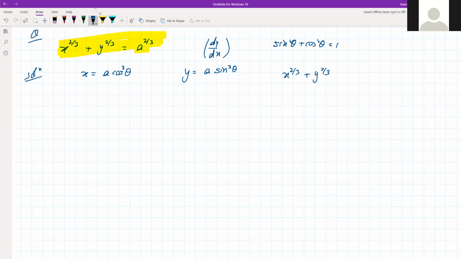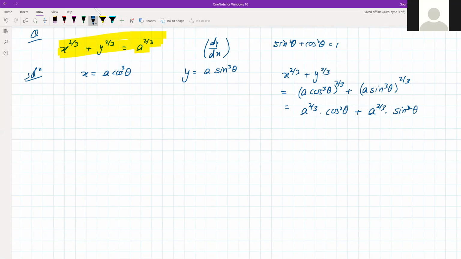You do it now. Instead of x, you substitute the value of x. x is a cos cube theta, so this to the power 2 by 3, plus y. What is y? y is a sine cube theta, so a sine cube theta whole to the power 2 by 3. What will that be? This will be a to the power 2 by 3 into cos square theta plus a to the power 2 by 3 into sine square theta.